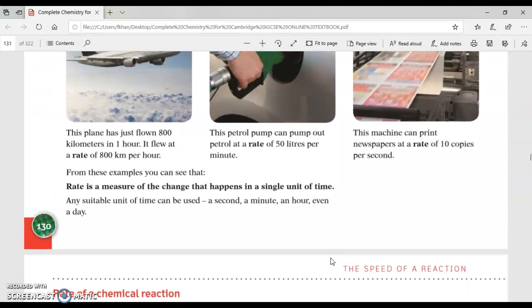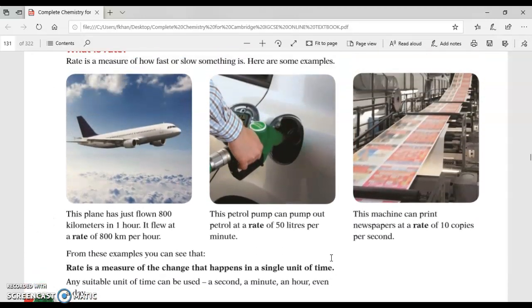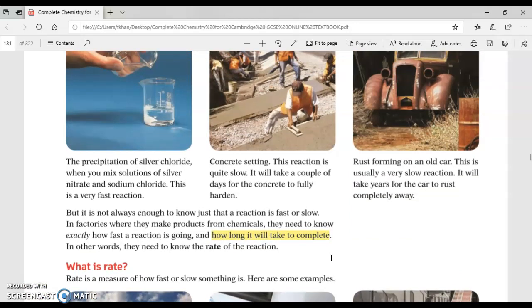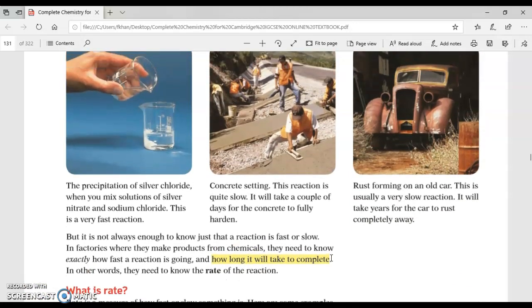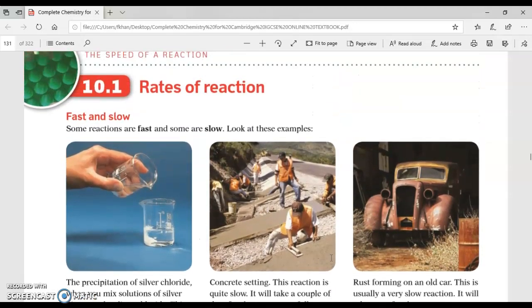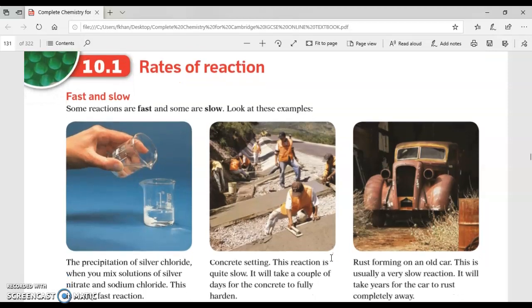Rate is a measure of the change that happens in a single unit of time, and rate in our everyday language is kind of surmising exactly how fast a reaction is going and how long it will take to complete. And some reactions are fast and some reactions are slow.